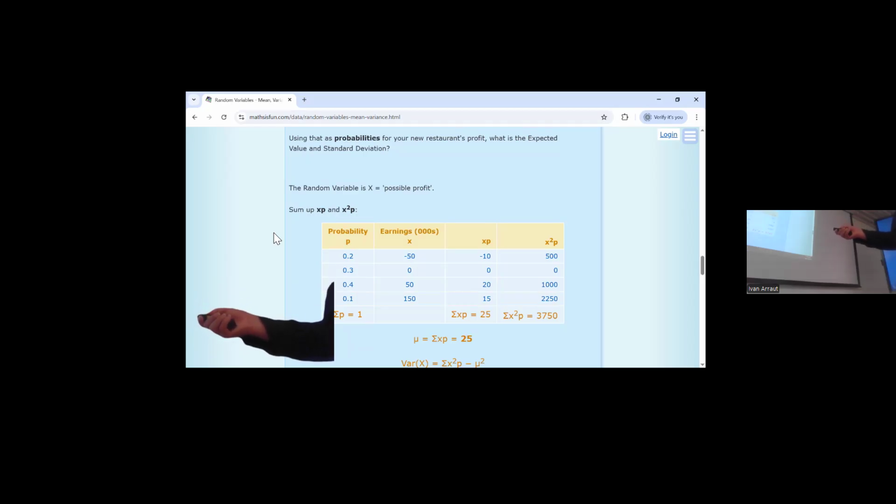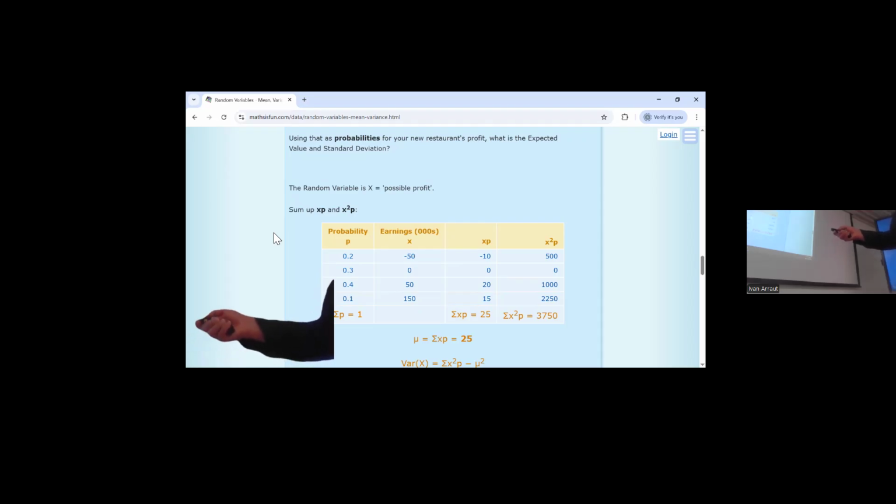Then you multiply XP. This is for calculating the mean value, the summatory of XP. X is the random variable multiplied by the probability. 50 times 0.2 is 10. 0.3 times 0 is 0. 0.4 times 50 is this. 0.1 times 150 is this. You sum this. Expectation value, 25.